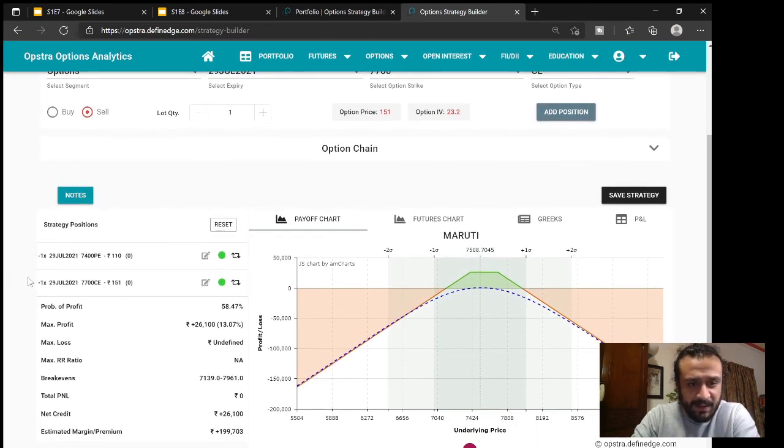It is telling me probability of profit is 58% or 60%. That's quite good. Maximum profit is 26,000 rupees or 13%. Why 13%? Because it's 13% of 2 lakh rupees, which will be the approximate margin required for this trade. I'm shorting a call option, I'm shorting a put option. In option strategy parlance, this is called a short strangle. Just showing you an example of a strategy.